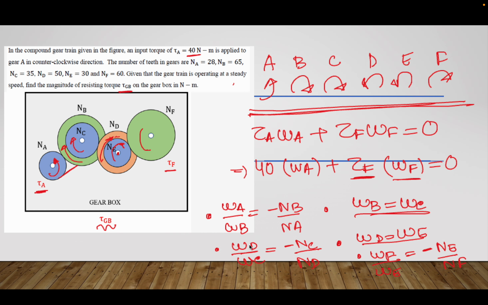So omega D upon omega C is equal to minus of NC upon ND, right? And now D and E are mounted on the same shaft, so their angular velocities must be the same. And similarly for the last pair, gears E and F, this equation must hold: omega F upon omega E is equal to minus NE upon NF.